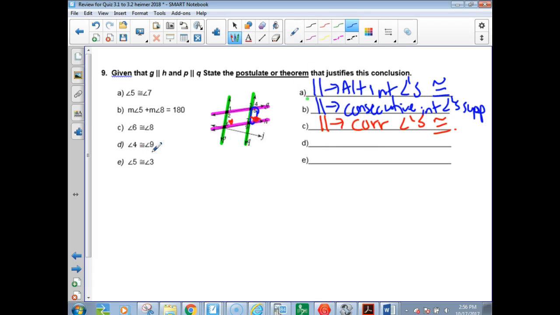Now, 4 and 9, look where they are. Here's 4 out here, 9's out here. So they're on the outside of the pink lines. Parallel implies alternate exterior angles congruent. And last, angles 5 and 3. Where's 5? Here? They're just across from each other. So they are vertical. They're congruent because vertical angles are congruent. Okay? Good enough. Vertical angles theorem would be fine too.